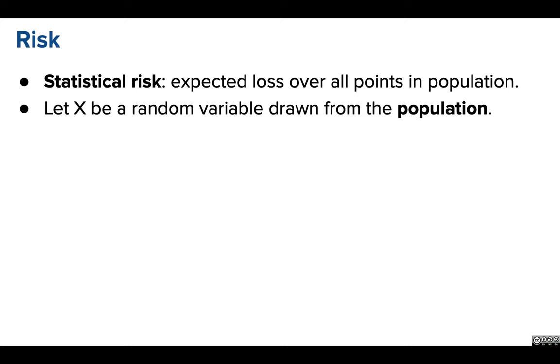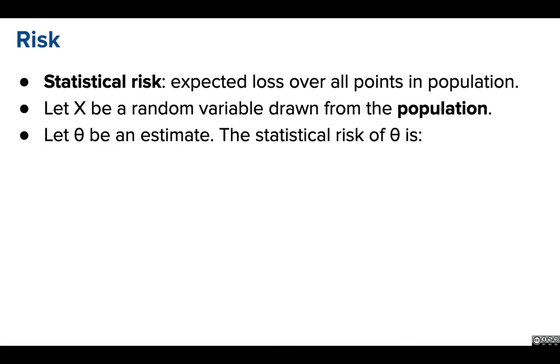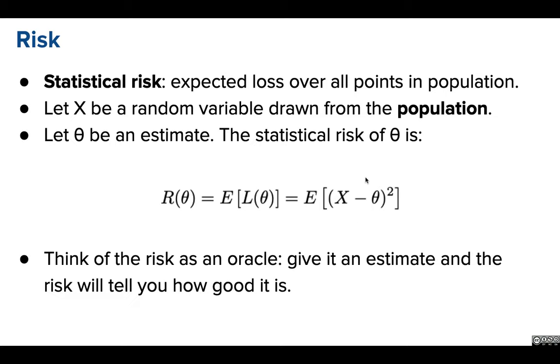So again, x is a random variable drawn from the population, theta is an estimate, and the statistical risk is the expected value of the loss on my previous slide. And in this case, I've just substituted in the equation for loss into the expectation here. And you should read this as kind of like an oracle. You give it an estimate, and the risk will tell you how good it is. And it will tell you how good it is by looking at all the possible points in your population.